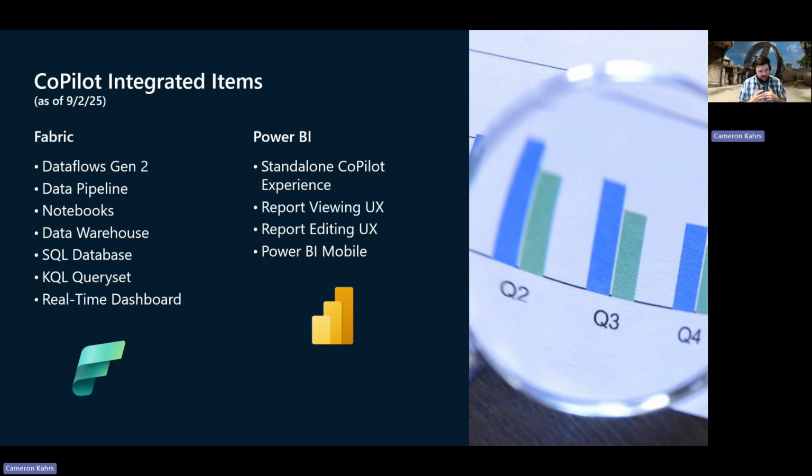So as of September 2nd, 2025, Copilot is integrated into these items. For Fabric, it's Data Flows Gen 2, Data Pipeline, Notebooks, Data Warehouse, SQL Database, KQL Query Set, and Real-Time Dashboard. For Power BI, we have the standalone Copilot experience that exists inside Fabric. Then we have Copilot as it exists for report viewers, then as it exists for report editors, and then also Power BI Mobile.